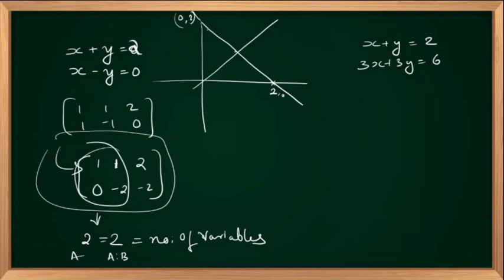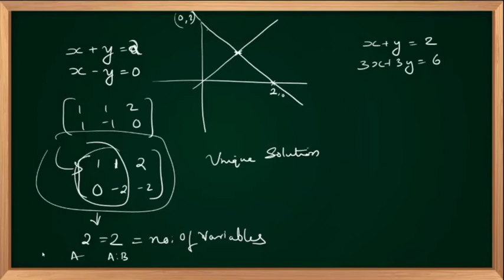Now you can see it is intersecting only at one particular point. That is what is meant by a unique solution. That happens if the rank of the coefficient matrix and the rank of the augmented matrix are the same, as well as equal to the number of variables. That will happen if and only if the rank of the coefficient matrix and the rank of the augmented matrix are the same as the number of variables.